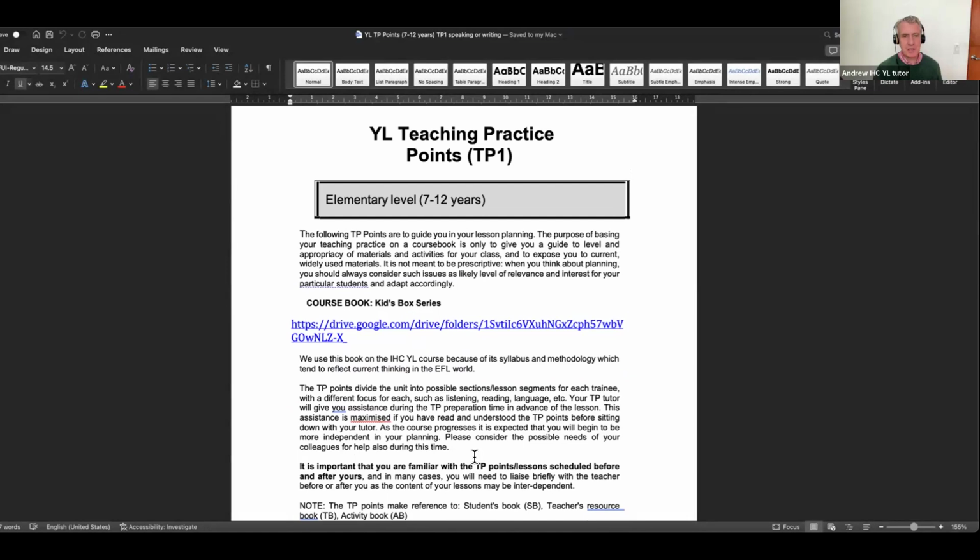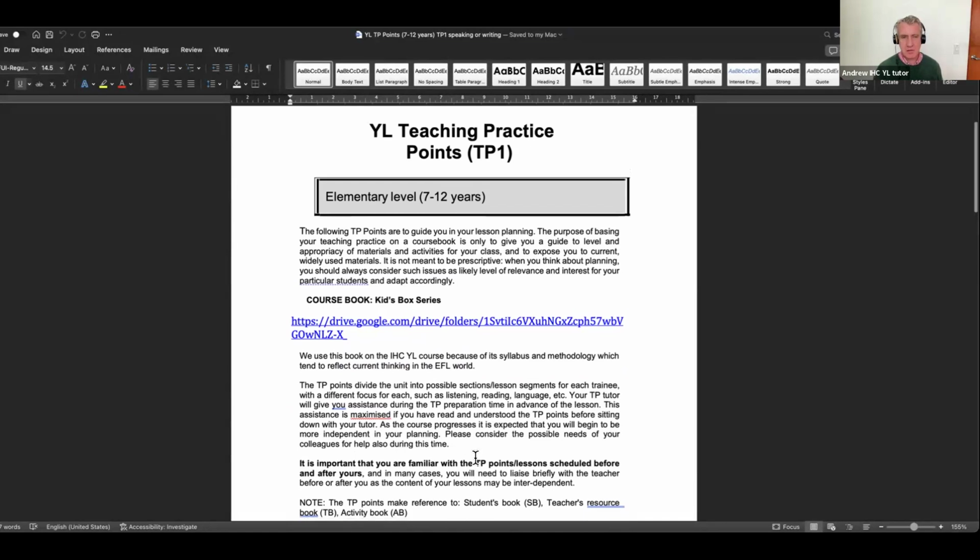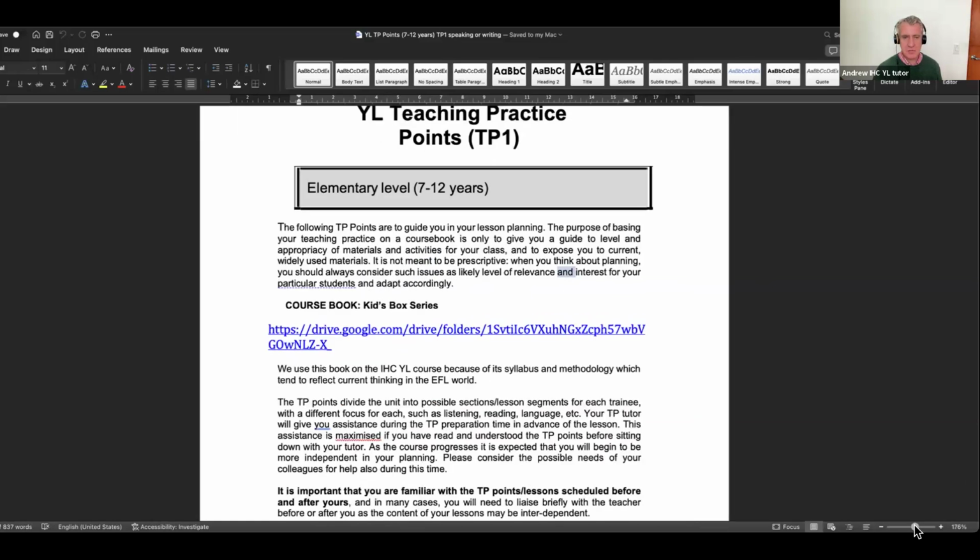The purpose of basing your teaching practice on a course book is only to give you a guide to the level and the appropriacy of the materials and activities for your class, and to expose you to current widely used materials. It is not meant to be prescriptive. When thinking about planning, you should always consider issues such as likely level of relevance and interest for your particular students and adapt accordingly.